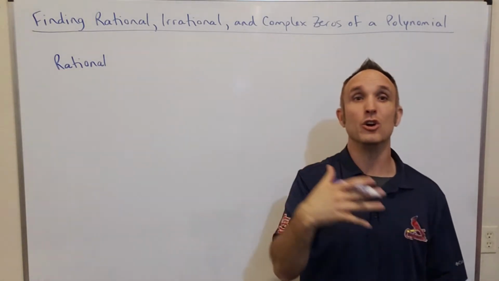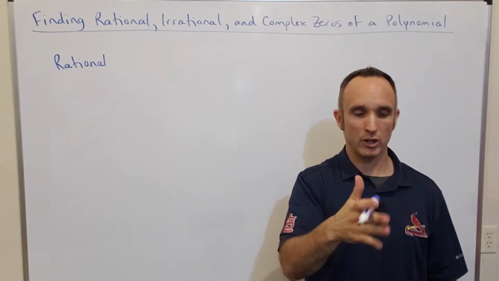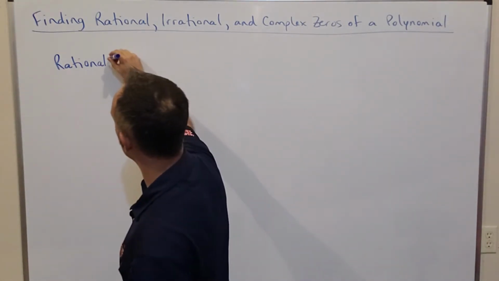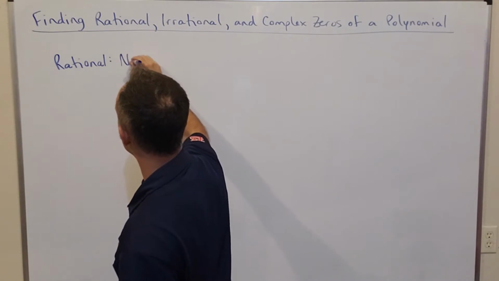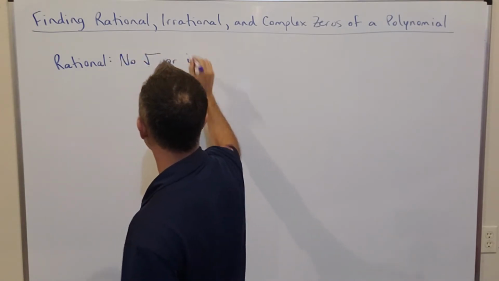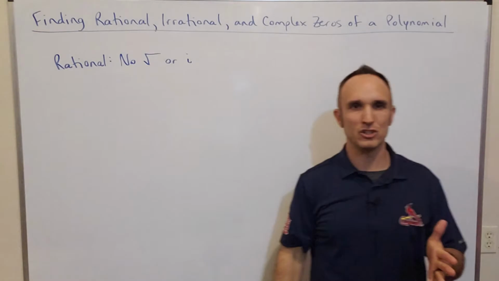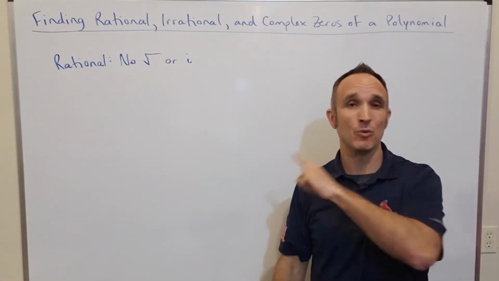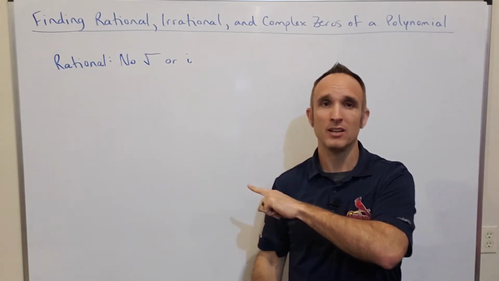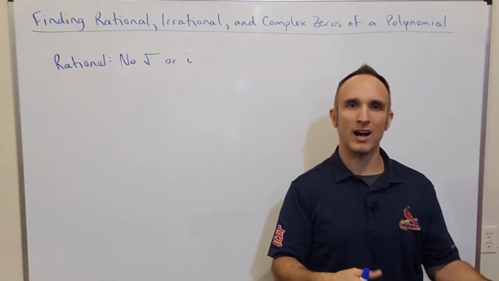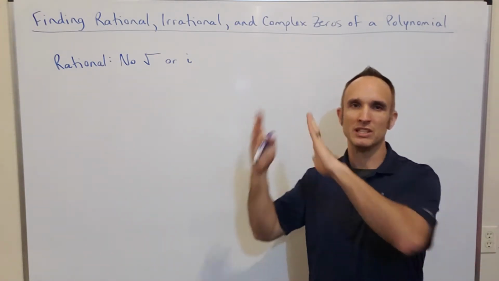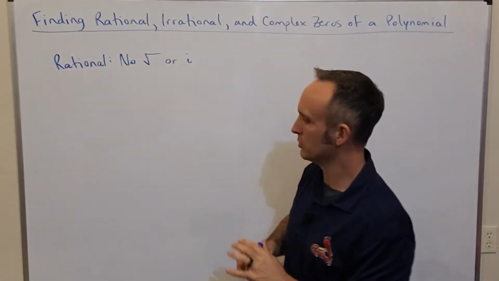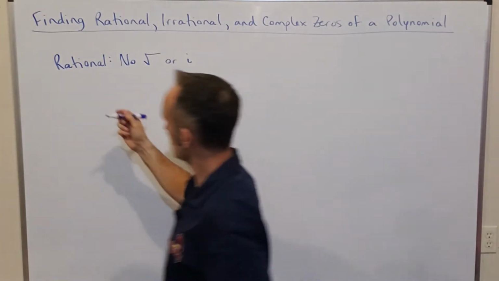as far as polynomials go, where the coefficients are rational, what we're talking about here are numbers with no square roots or I. Now that's not a complete definition. The number pi is not a rational number, okay? But it does not have a square root or an I. But as far as we're concerned with these types of polynomials, when we say rational, that means there's no square roots or I, okay? So no problem.